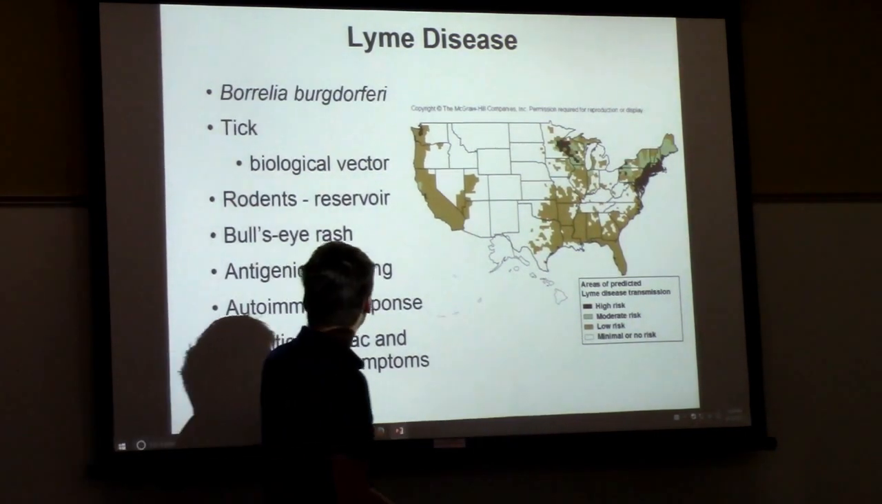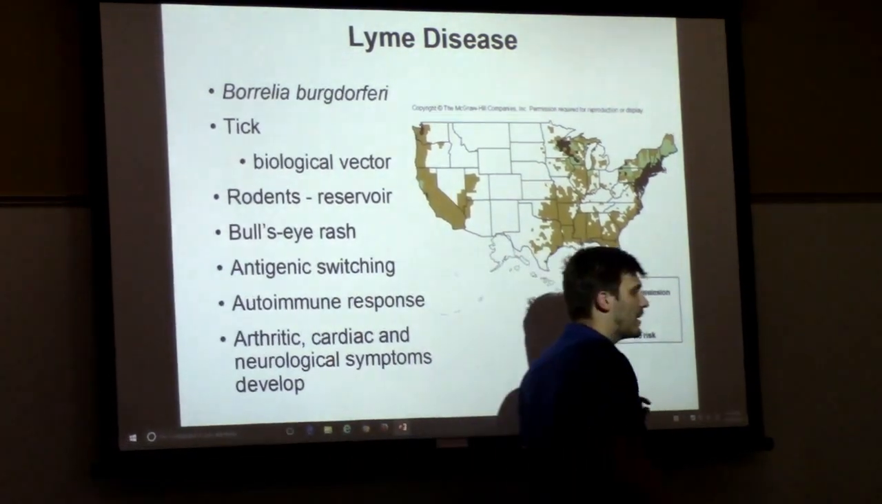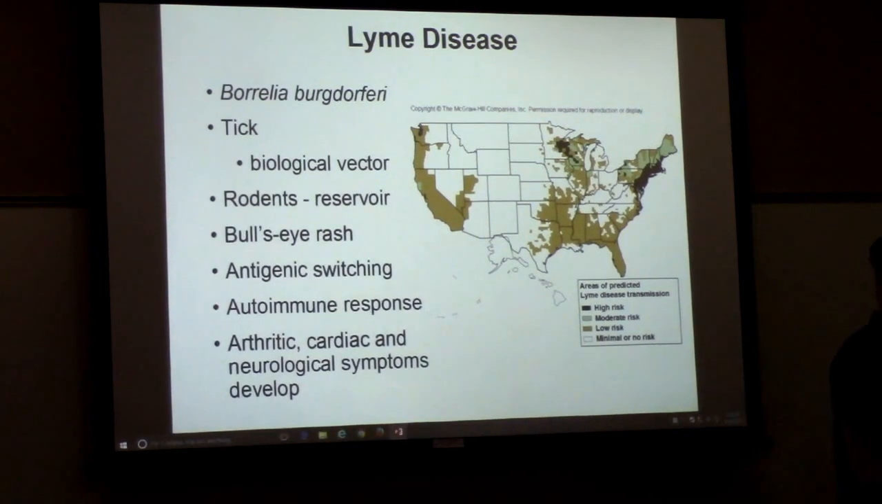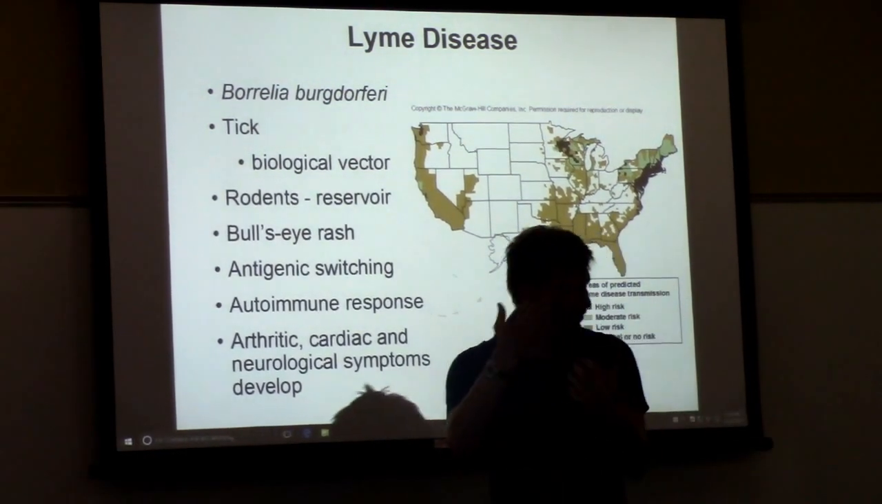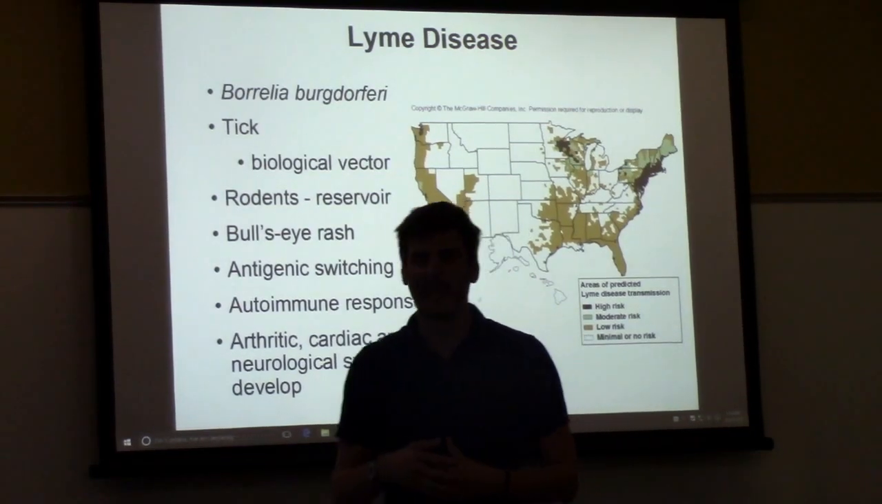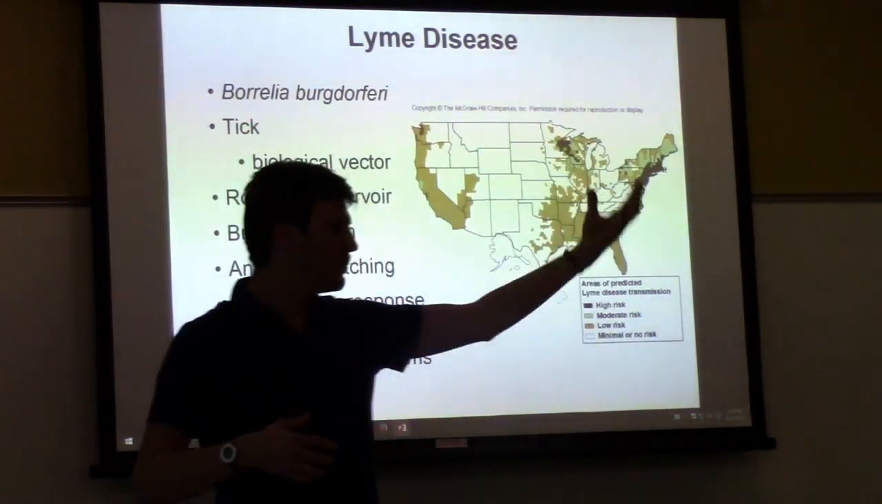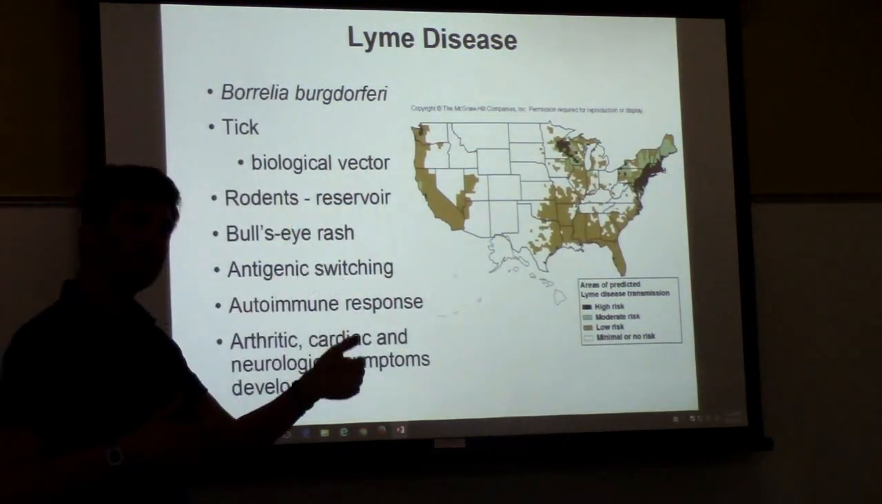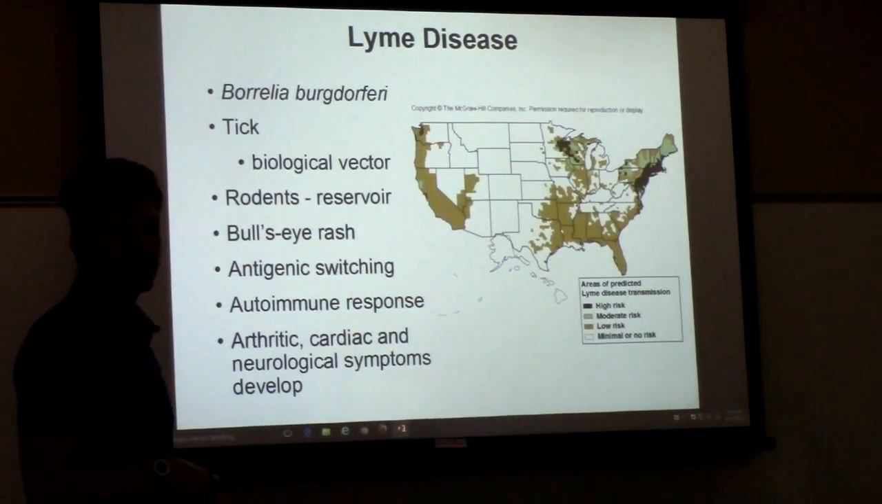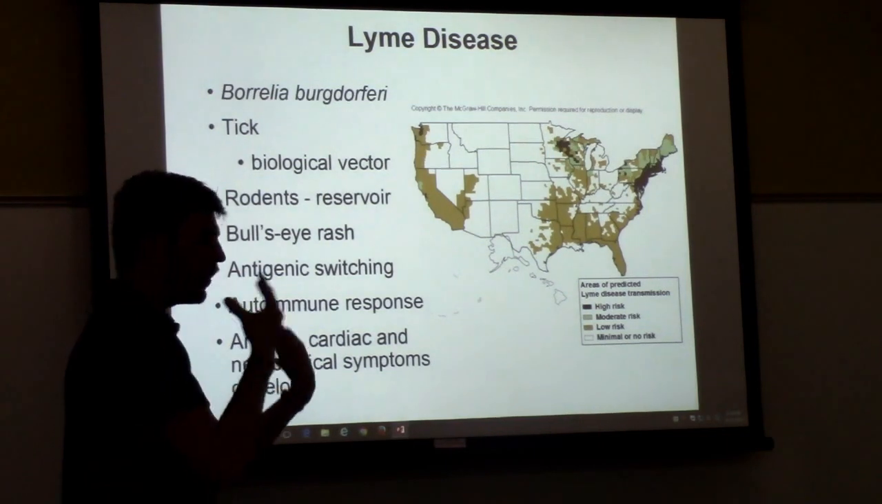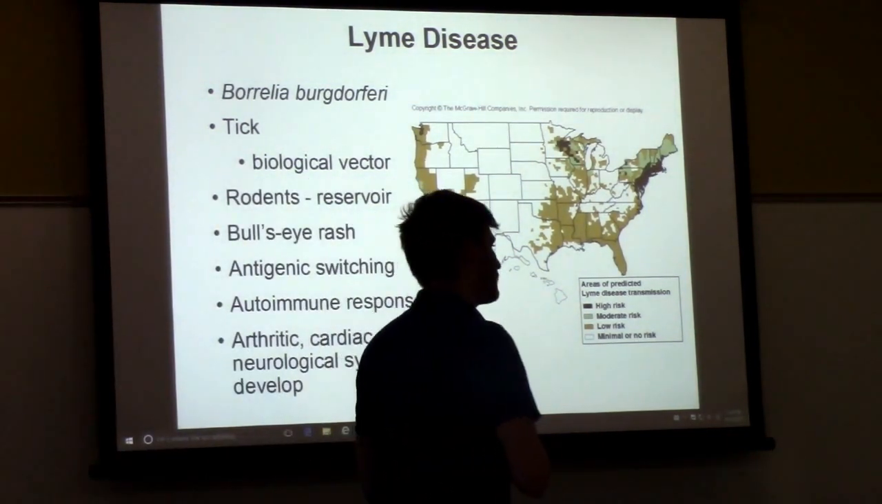And that's because the organism has the ability of doing something called antigenic switching. What this means is it constantly changes its surface. And by doing so, the antibodies your immune system produced to it before are no longer going to be effective, and now the immune system has to go back and try to fight it again. And so it's always kind of one step ahead of the immune system.